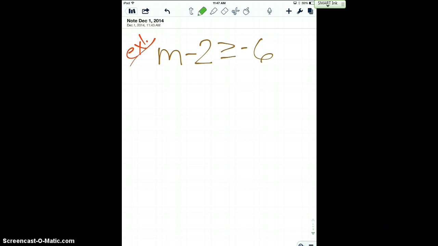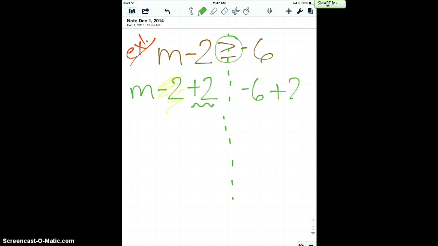you would solve like you're used to with an equation. So I'm going to put a line down here. The only difference is that we have an inequality instead of an equal sign. So now to get m alone, I need to get rid of this subtraction by 2. How do I get rid of a subtraction by 2? Well, I would add 2. So what do I do with the -6? I do the same thing, add 2. So now my m will be alone. These are opposites. That is 0.